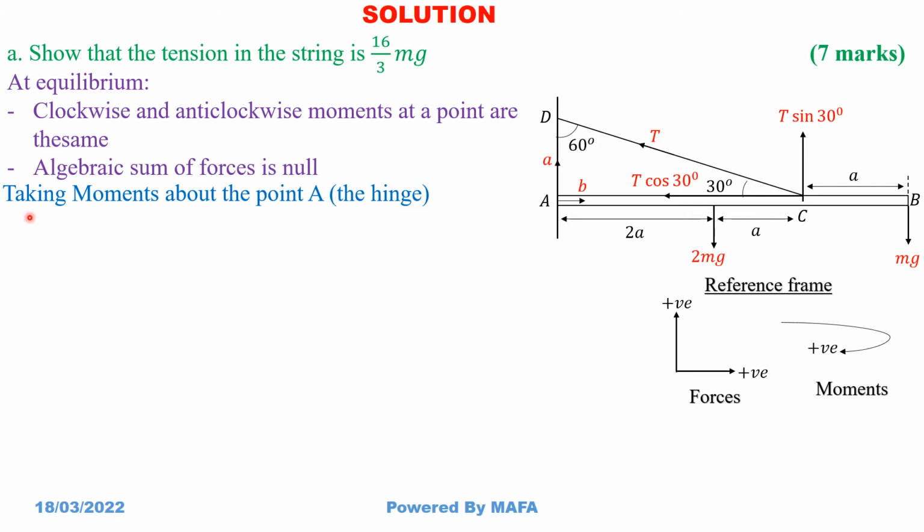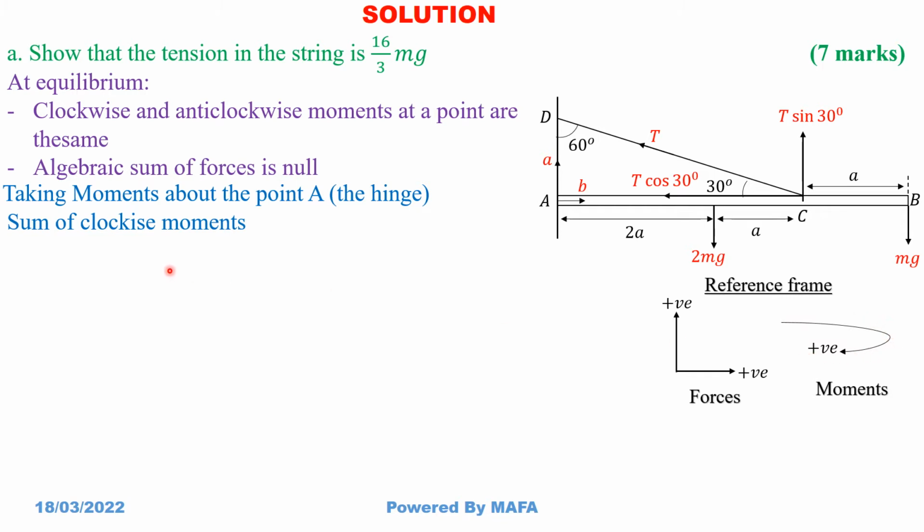So if we take moments about the point A, that is the hinge, remember the moment of a force is simply the force times its perpendicular distance from that point. Taking moments about the point A, we have two types of moments: the clockwise moment and the anti-clockwise moment. We begin with the clockwise moment, and remember we are summing these clockwise moments because we have many forces involved. Clockwise moment means there are forces that are making the rod or the system go in this direction, as indicated here.